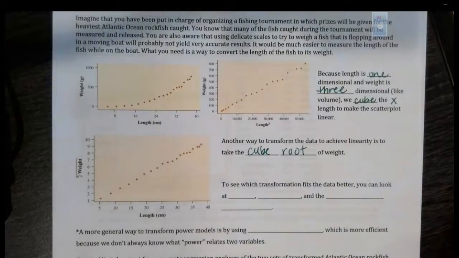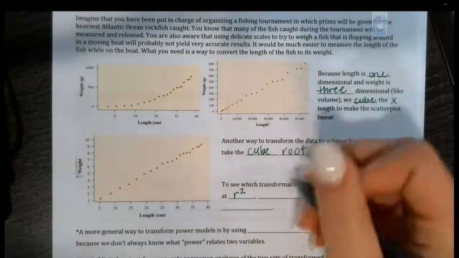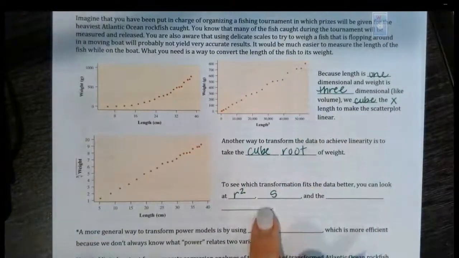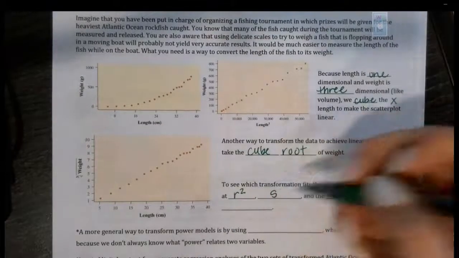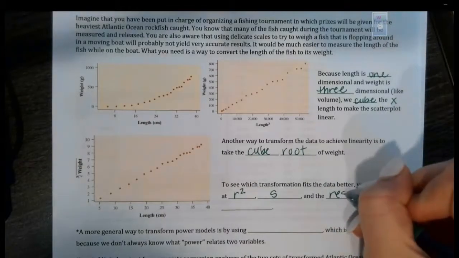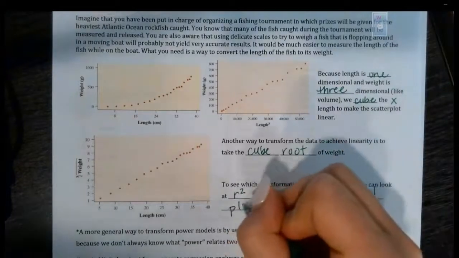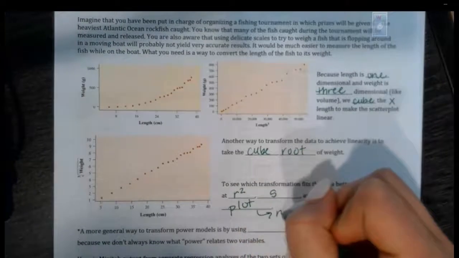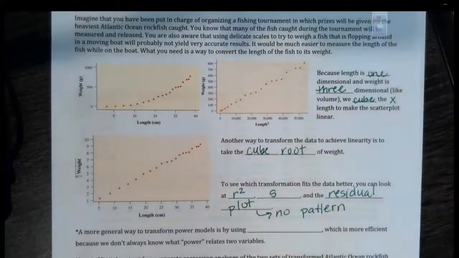To see which transformation fits better, you look at the r squared and you look at the s, the standard deviation. A smaller standard deviation would be better, and an r squared closer to 1 would be best. And you look at the residual plot. You want to see that there is no pattern whenever you graph these things.